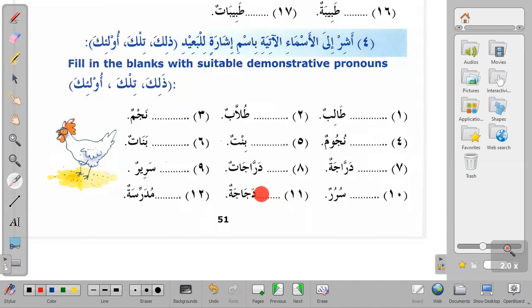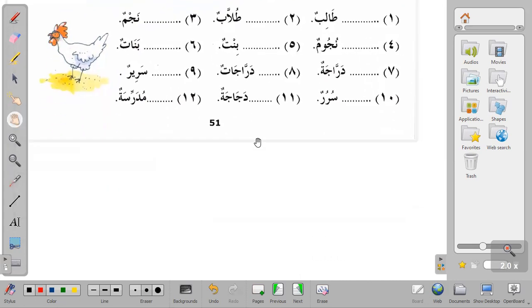So we have here the dajajatun. You say tilka dajajatun. Then we have here mudarrisatun. So you say tilka mudarrisatun.